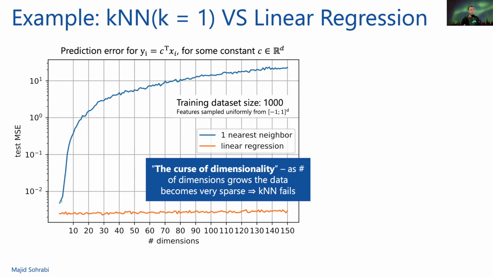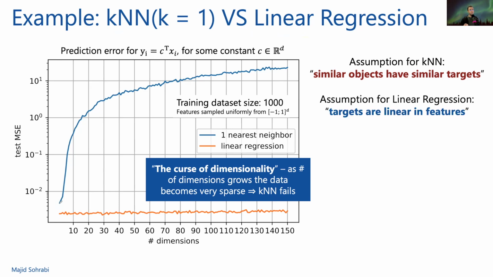But on the other hand, let's consider we have 150 dimensions. In this case, the solution space would be much more sparse, so two different independent data points will be much farther from each other. So the assumption for KNN is that similar objects are supposed to have similar targets. It means those data points which are closer to each other are supposed to have similar targets.